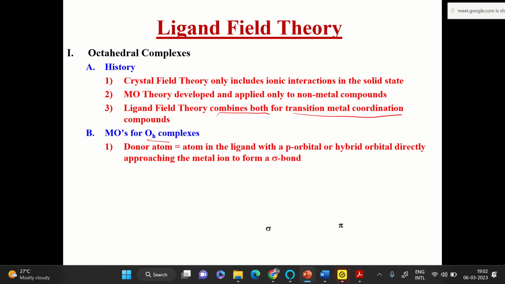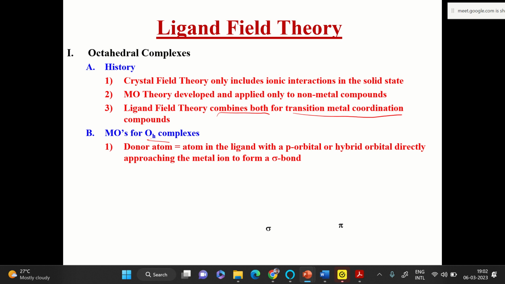So again, you will have to look at the possible ligands, the orbitals of the ligands, make a group of them, group orbitals, and then identify which one is having the right kind of symmetry to overlap with the metal orbitals.